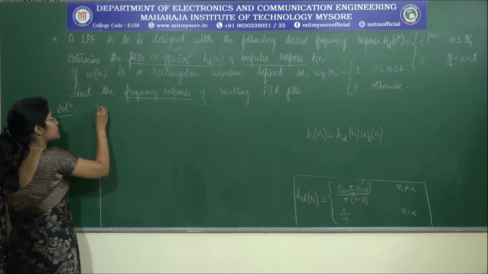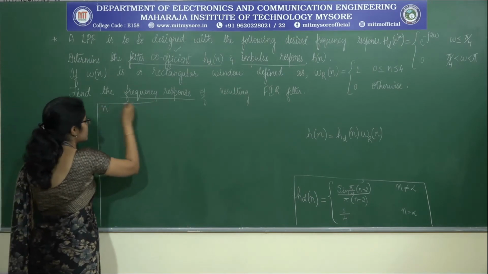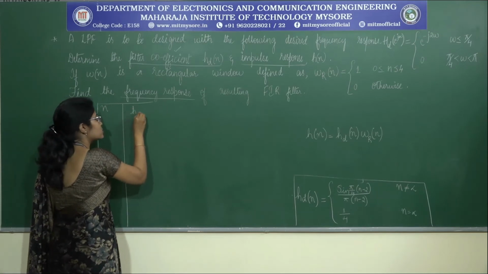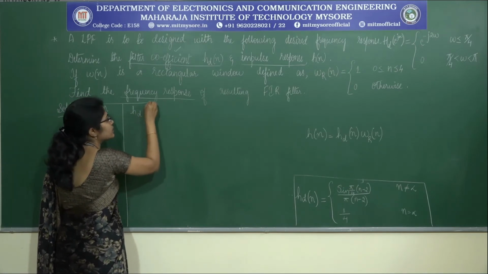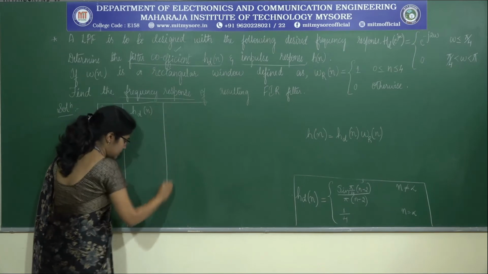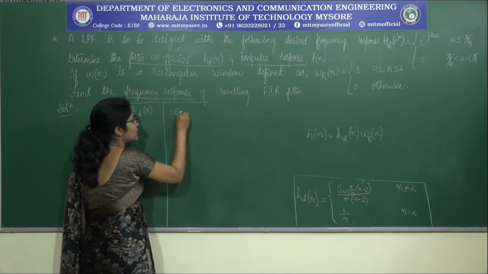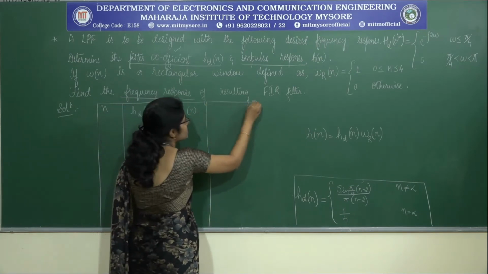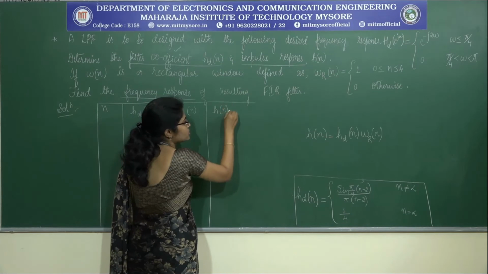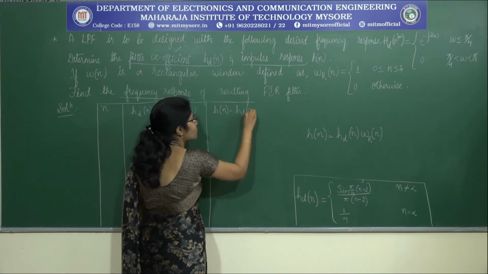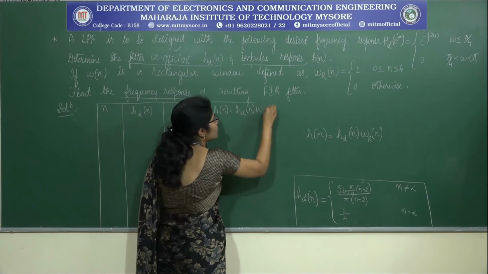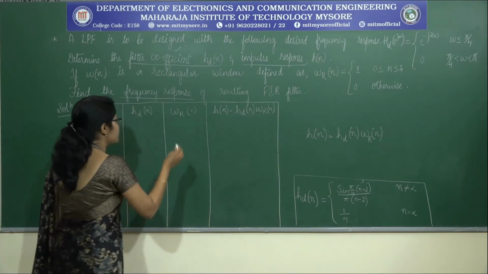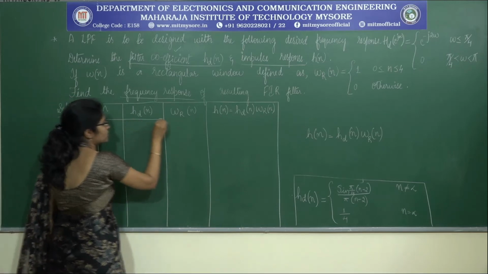So the first parameter is n. Let the second parameter be HD of n. Let the third parameter be omega r of n. And the final parameter is h of n, which is equal to HD of n into omega r of n. So this is a simple table with the help of which we can find out h of n.